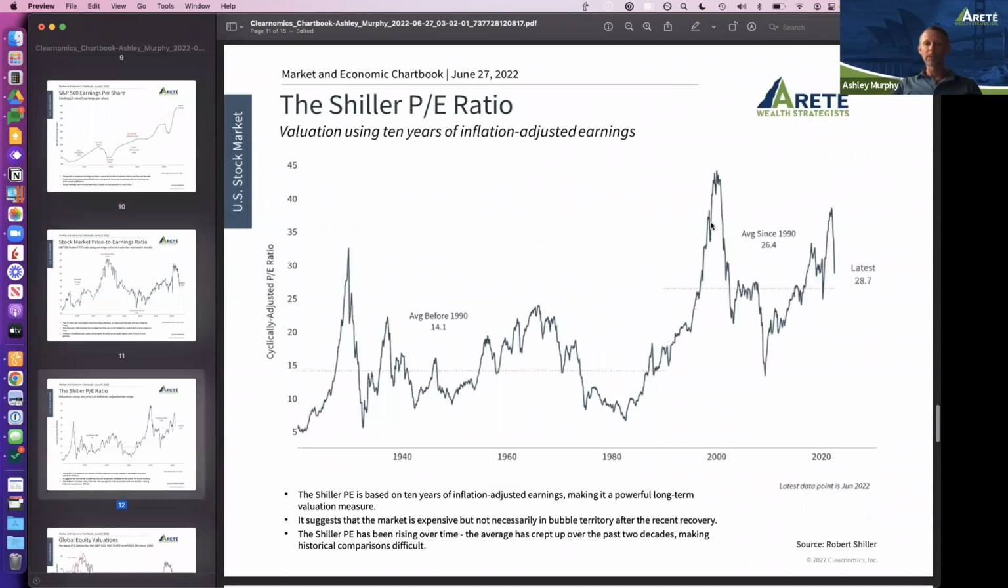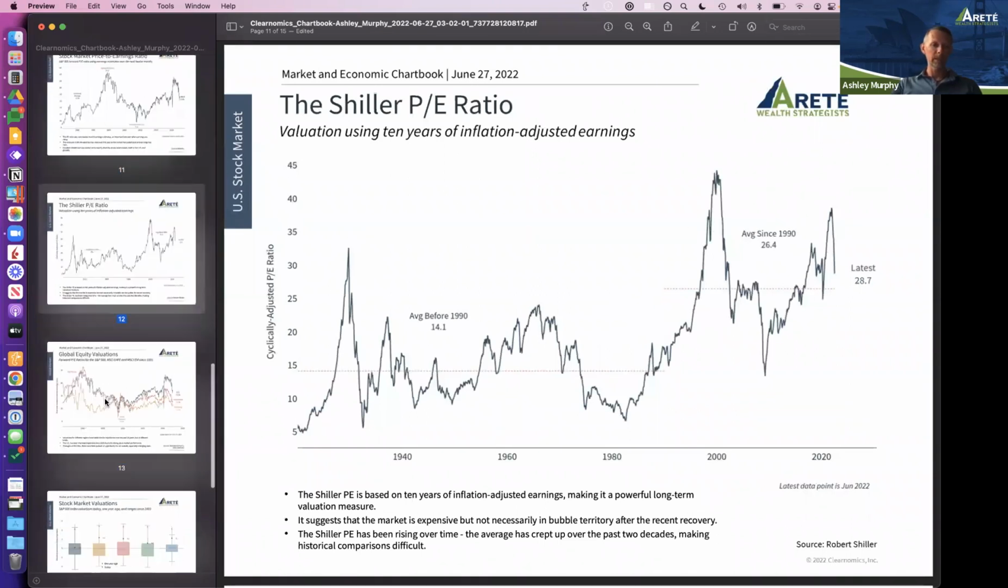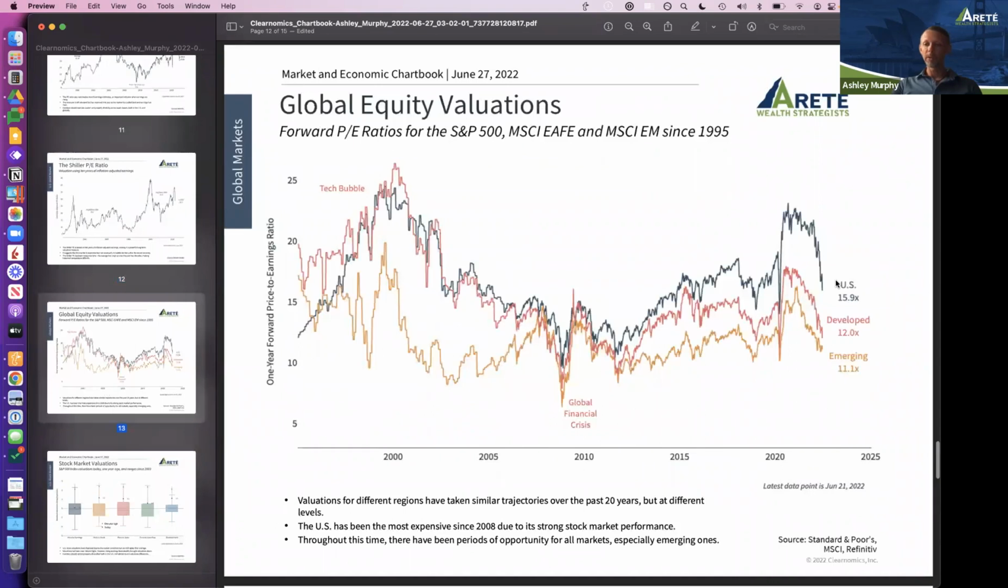Shiller PE ratios, now that's a different metric altogether. Global equity valuations: this plays to Antonia's question from a moment ago. The US is still richly priced compared with emerging markets. But just to play it both ways here, the US is obviously a more developed economy, but the economy itself is more sophisticated. It's an information economy.